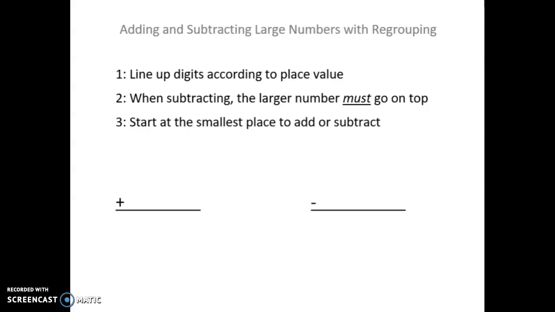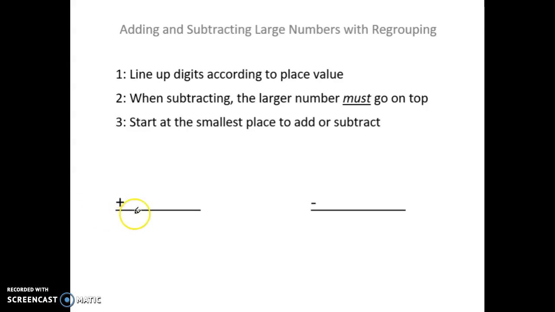The third thing to remember, whether you're adding or subtracting, is to always start at the smallest place, thinking about place value charts. For example, if we have a whole number, we start in the ones place, add or subtract the ones place, then move to the tens place, add or subtract the tens place, and then move up the place value chart depending on how many digits we need to add or subtract. Let's look at some examples.